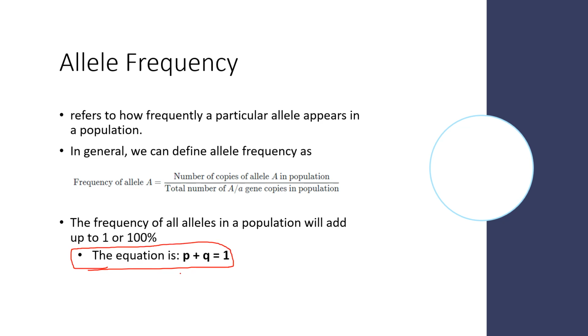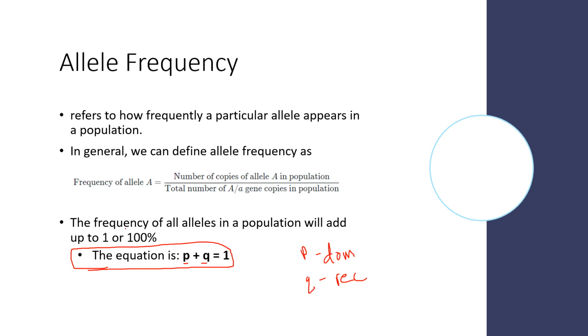And so what we do when we're looking at Hardy-Weinberg is we use P and Q. P is going to represent the dominant allele frequency, and Q will represent the recessive allele frequency. And when you calculate these frequencies and add them together, you will get 1.